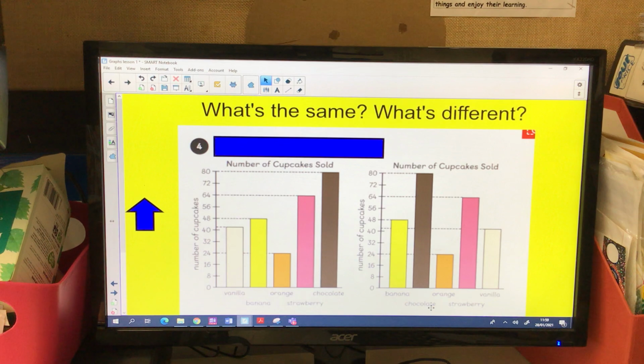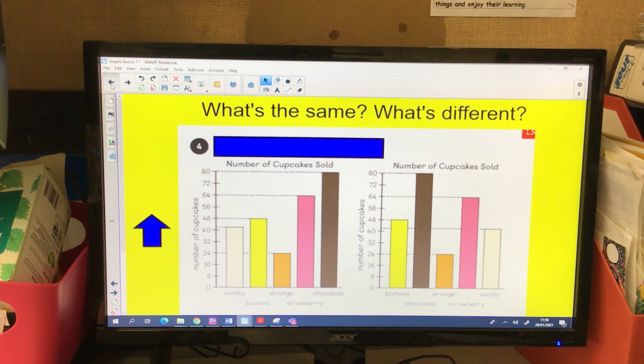Well, let's have a think about what's the same. The number of cupcakes in each one is the same. The number of cupcakes going up the side there and the names of the different cupcakes are the same. The scale looks the same, but the different bit is the order in which these cupcakes have been drawn on the chart. You can see that chocolate is here, but in this one chocolate is here. Do you think that matters, children? Do you think it matters what order you do that in? That's the different thing about these two graphs, isn't it?